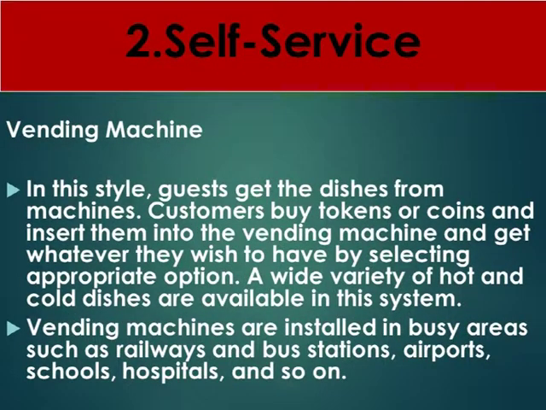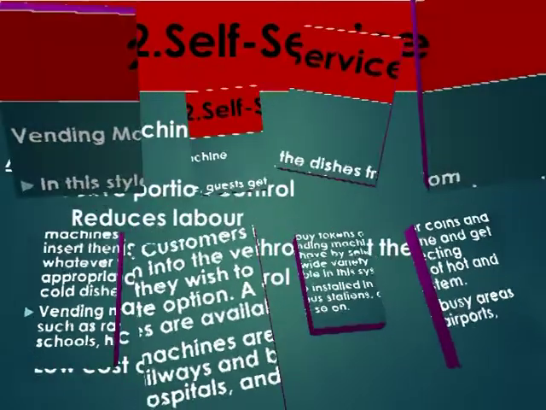Self-service. Vending machine. In this style, guests get the dishes from machines. Customers buy tokens or coins and insert them into the vending machine and get whatever they wish to have by selecting appropriate option. A wide variety of hot and cold dishes are available in this system. Vending machines are installed in busy areas such as railways and bus stations, airports, schools, hospitals, and so on.